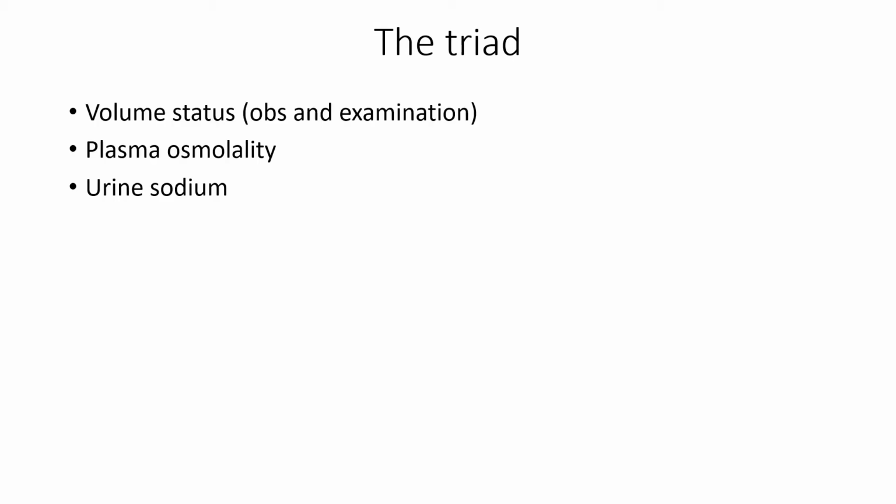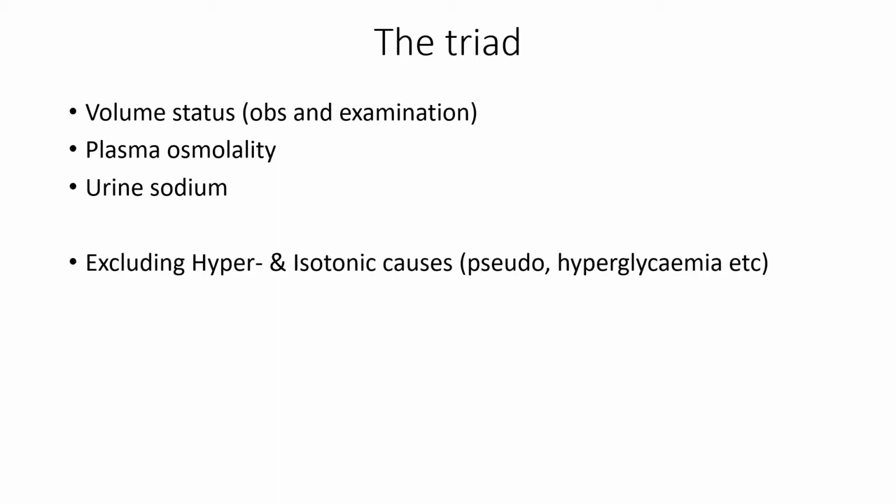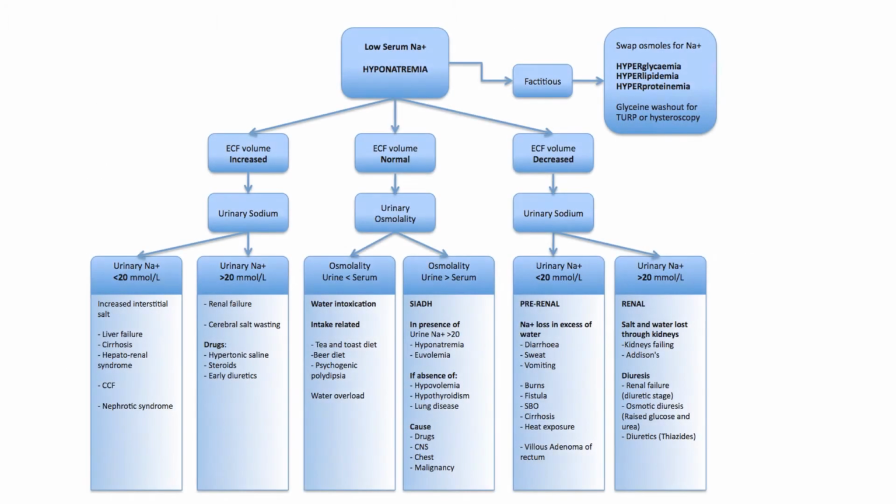A quick recap from last time. We talked about the triad of volume status for your patient: your obs and your examination, JVP, mucous membranes and so on, the plasma osmolality, and urine sodium. We also mentioned excluding hyper and isotonic causes, so pseudo-hyponatremia, high protein states, high lipid states, and hyperglycemia. So we're going to use this as our reference diagram, and this will come up again a few times. For a bit of a recap, just pause the lecture and have a quick look now.